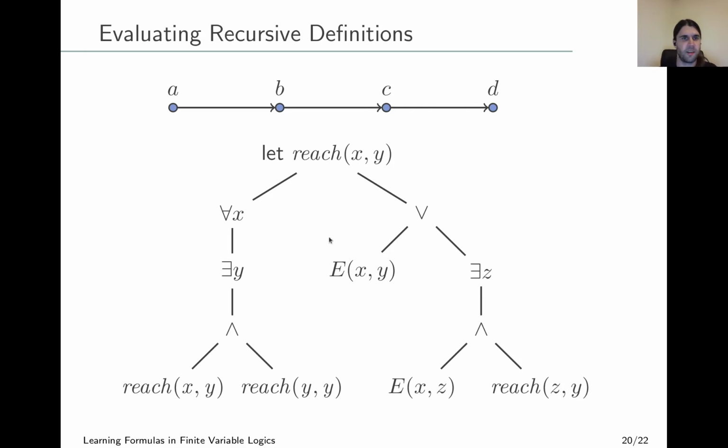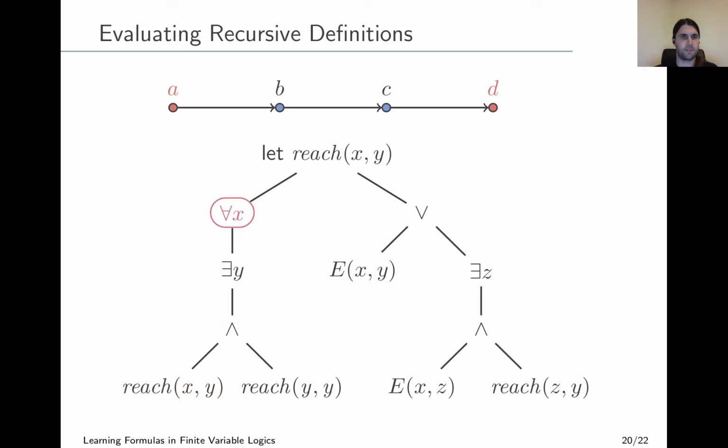All right, so on top we have this 4-element structure A, B, C, D with a directed path from A to D. And now let's assume the automaton is in the lower left corner reading reach(x, y) in a state that maps x to A and y to D. So it needs to check that (A, D) is in the least fixed point. So how does it do it?